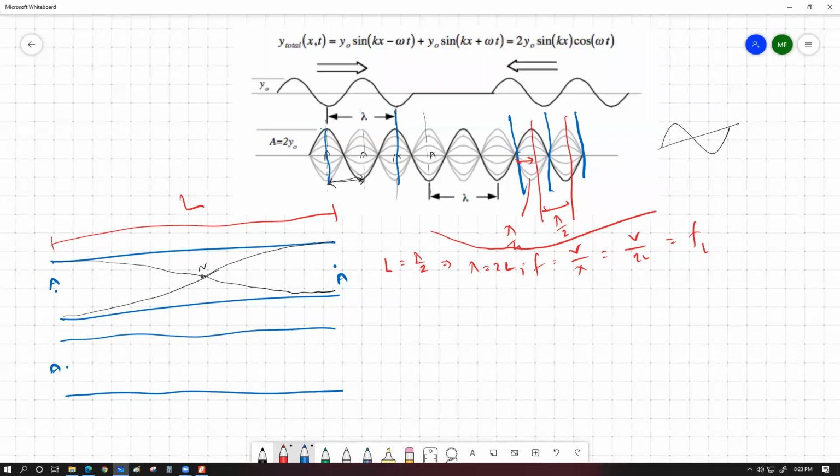Now you just have to see how many sections we have in total from this point to this point. There will be two nodes, and in the middle there will be another antinode. So I'm going to draw another antinode right at the middle. I'm going to draw a node in between. I'm going to draw another node in between.